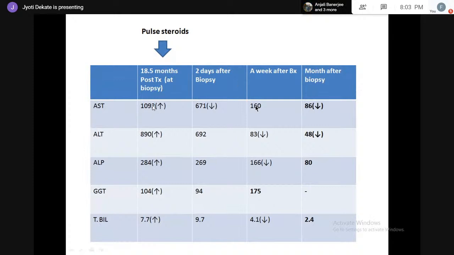Following the diagnosis, the patient responded very well to pulse steroids. As we can see here, there is a marked decrease in the bilirubin levels, and so are the enzyme levels, within a month of the liver biopsy.